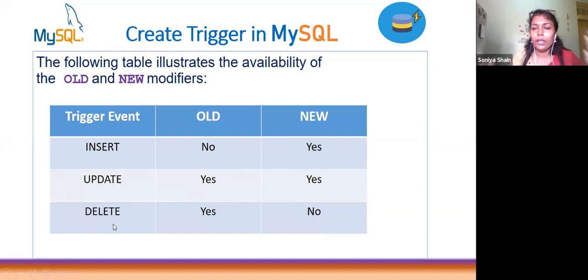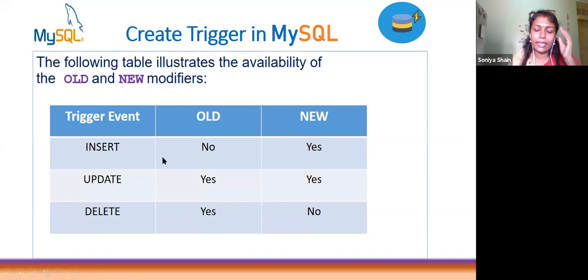And next, delete. Delete means you are deleting the data. So there is no new thing. The data is already deleted, already removed from the table. So there is no importance of new. What only has importance? The old value only. So there exists old only. The new value is not there.